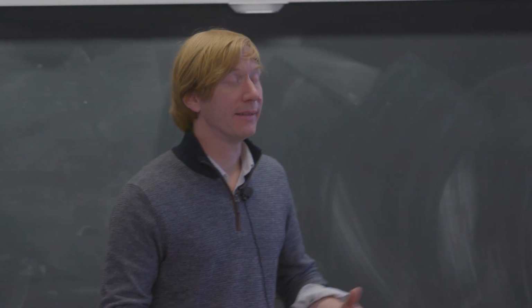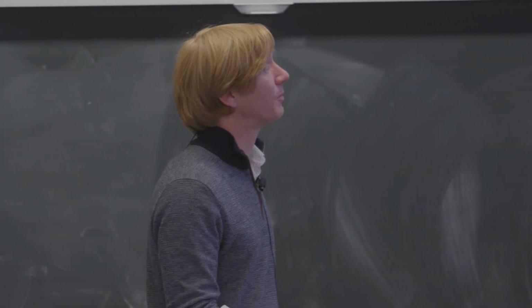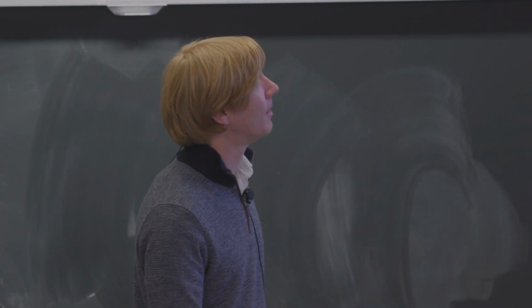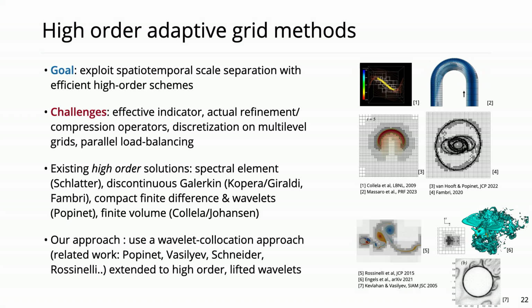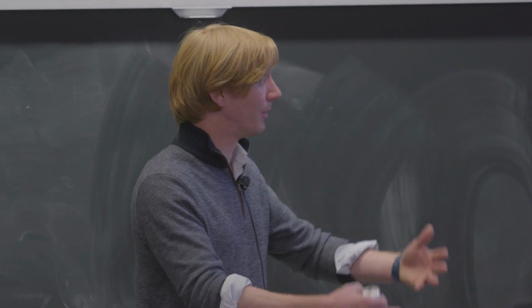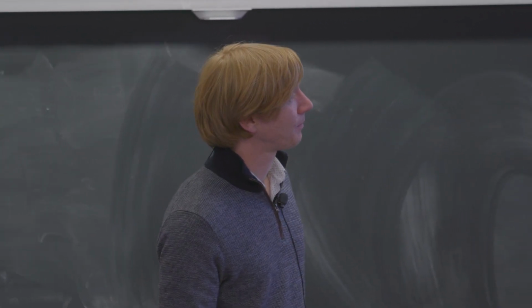There's some existing work on high-order adaptive grids, such as in the spectral element community, discontinuous Galerkin, compact finite difference, and also some wavelet work. That's what we do as well. And finite volume has a long history of adaptive mesh refinement. Our approach uses a wavelet collocation approach, and what really stands out here is the consistency with the finite difference scheme, and also being able to go all the way up to sixth order wavelets to get fourth order accuracy.